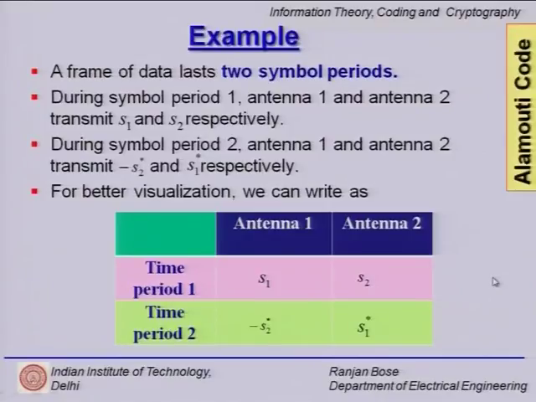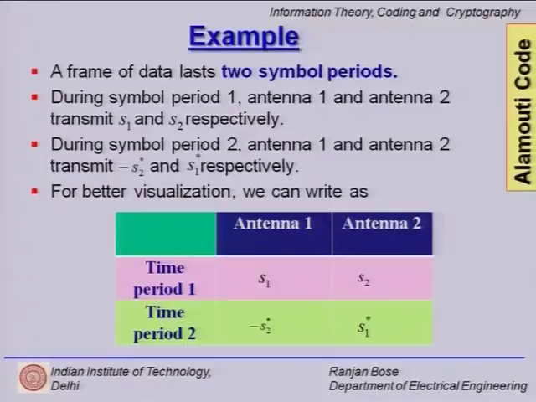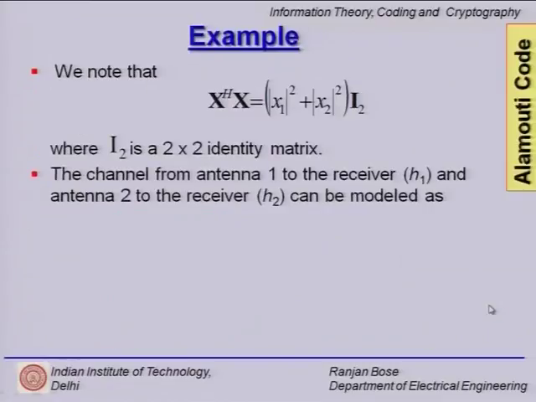Okay. So far it is pretty easy, but now let us make some interesting observations. Why has it been chosen like this? What is so great about putting a minus S2 star and S1 star here?